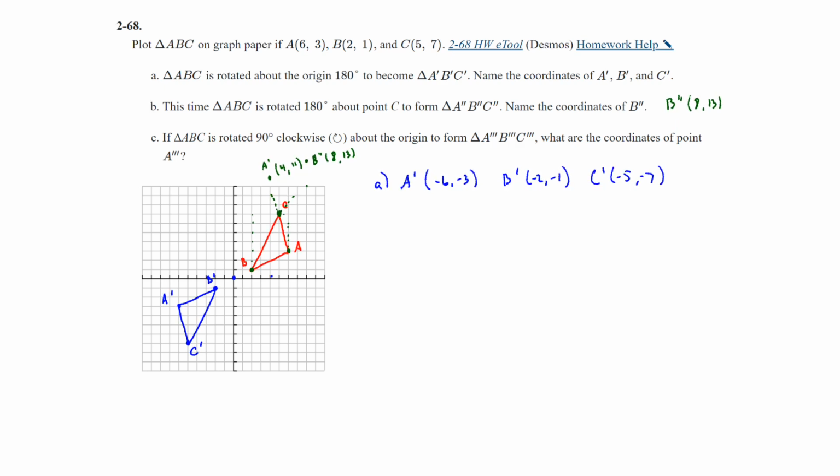Part C, if triangle ABC is rotated 90 degrees clockwise about the origin to form the new triangle, what are the coordinates of point A double prime? So as we rotate around the origin this time, and we're only going 90 degrees clockwise, we're going to focus on A, and we're going to rotate it. And when you rotate it 90 degrees, once again, use your tracing paper, rotate it 90 degrees, and it will now fall at 3, -6. So for part C, A triple prime, 3, -6.